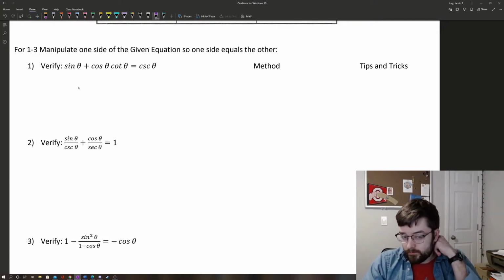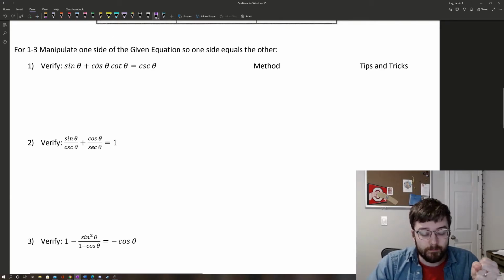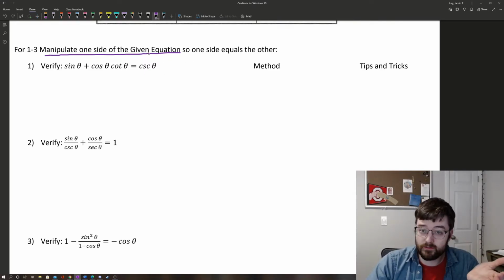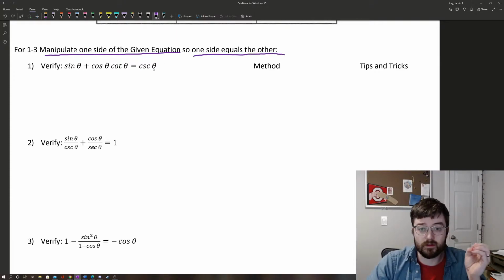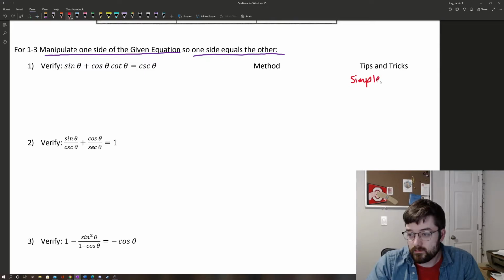So for this first one, we're verifying. You might remember proofs. This is very similar. And I know I say that word and people shudder a little bit, but we are only manipulating one side of our given equation, and we're using the other side as the target so that one side equals the other. So over here, this cosecant theta, that's my target. And I know that because the simplest side of my equation is my target. Let's put that down as the first one.